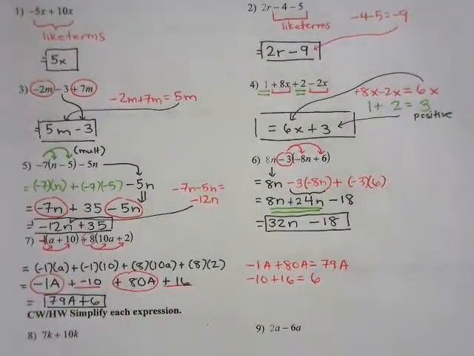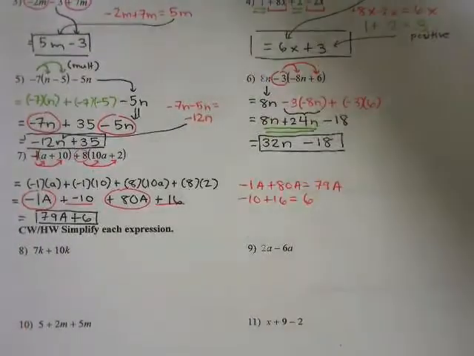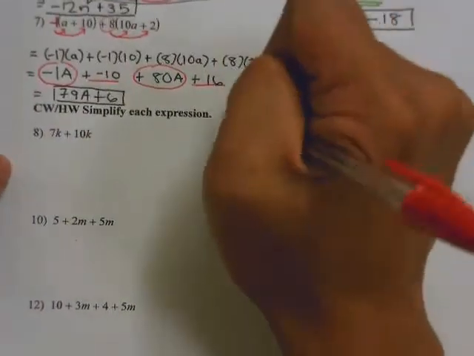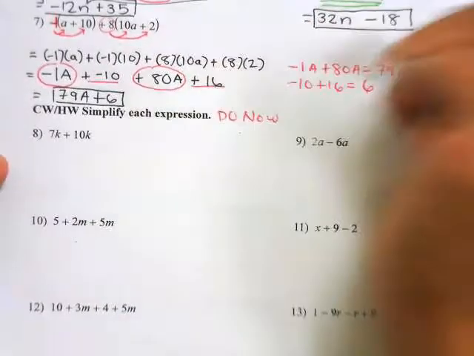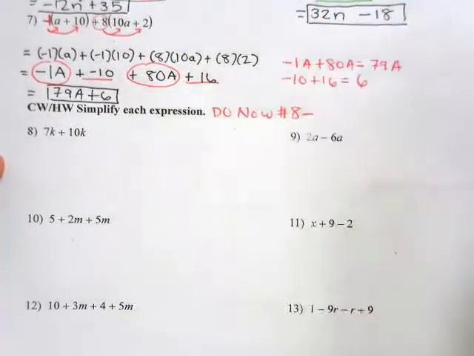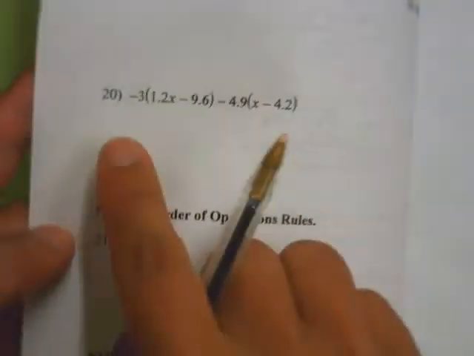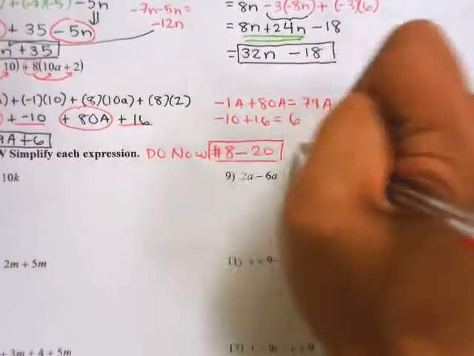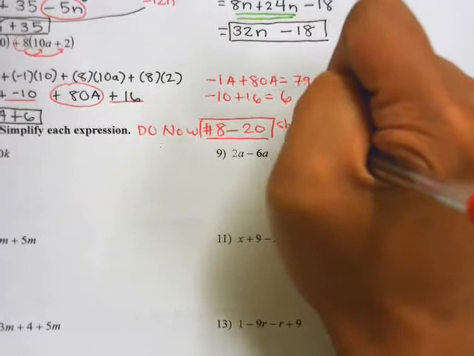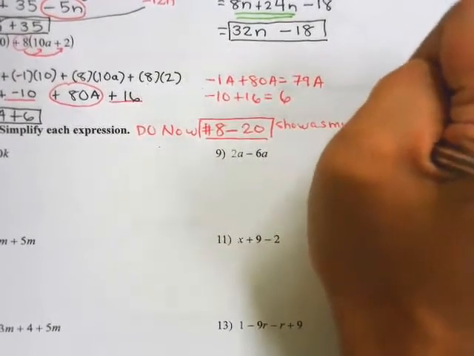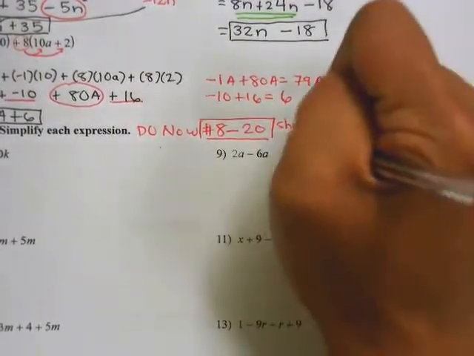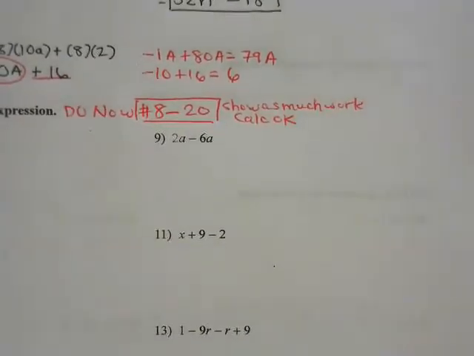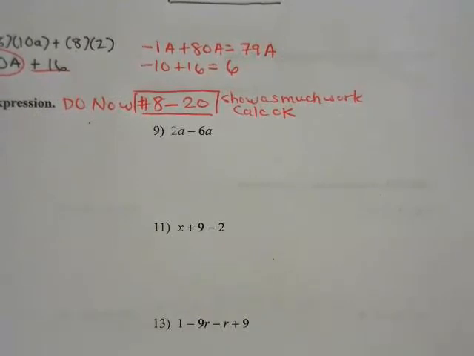All right, you guys, you have enough information. I'm sorry this video is a little bit too long, but I just wanted to explain everything. Please do now, and show as much work as possible, number 8 all the way to number 20. And calculator, okay. All right, so do them now, check your work, and then after that, I'll see you guys on the next video.